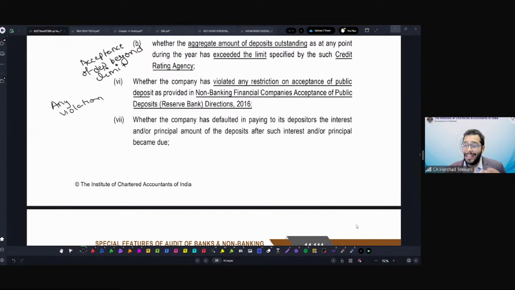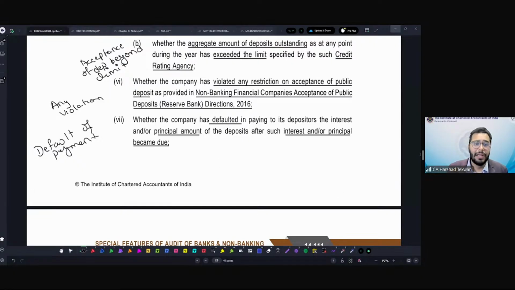Then comes whether there is a default in paying to its depositors. So the auditor has to report about the defaults on the principal amount or the interest or principal that has become due. Okay, so default of payment by the company on these deposits.